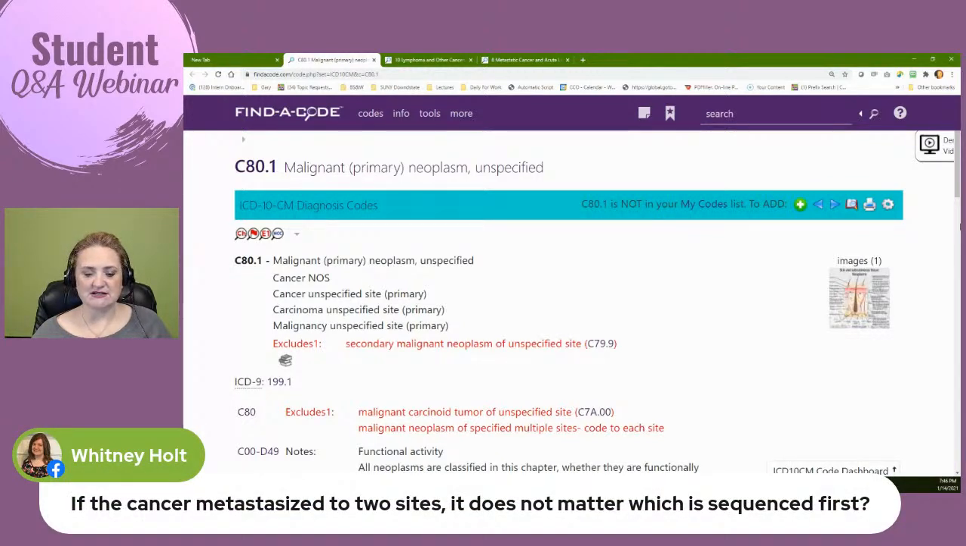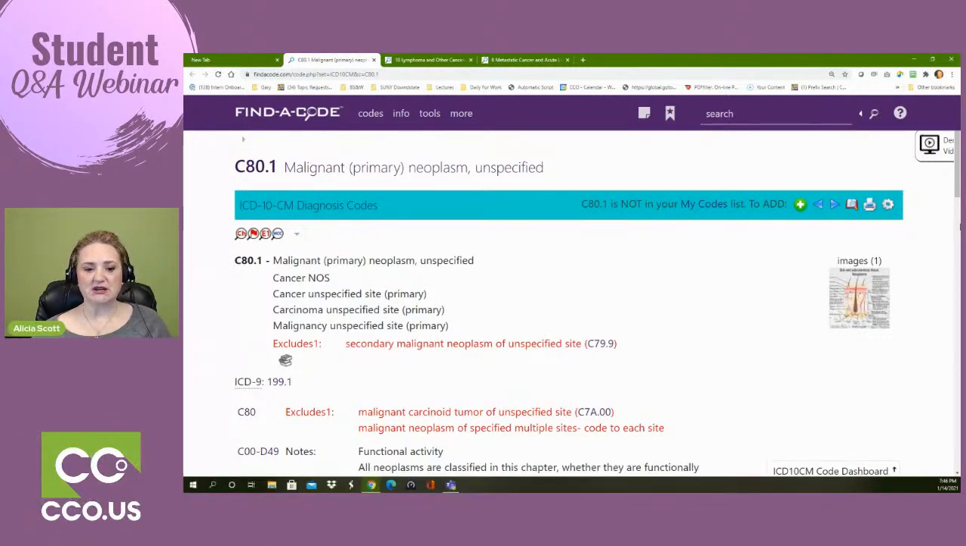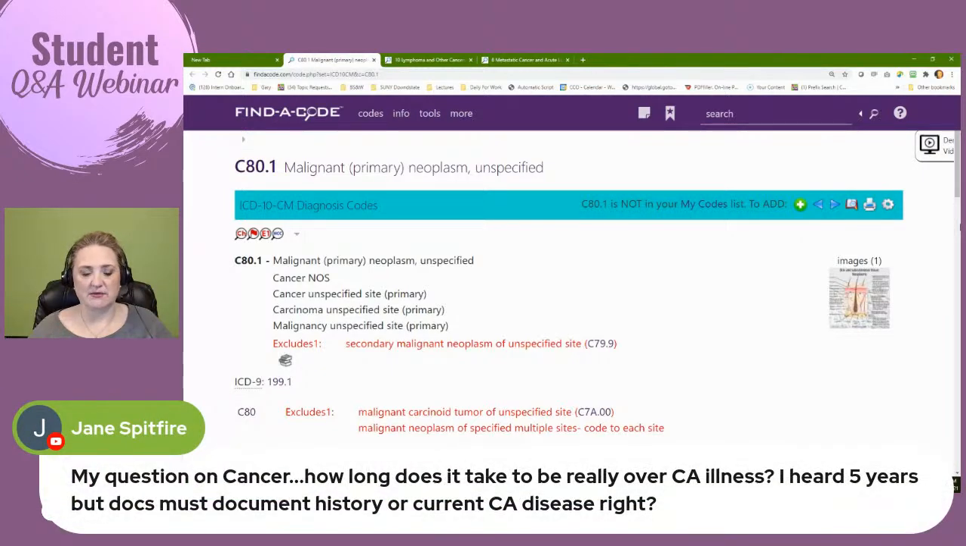If cancer metastasizes to 2 sites, it does not matter which is sequenced first. That is correct. It does not. Usually what I like to do, though, is I call the waist the equator, and so go above and below the equator. If one is above the equator, like lungs, and the other one's ovary, then I'll list the lungs first and then the ovary, but it really doesn't matter. It does matter, however, if that's the cancer that's being treated that day. So it's lung cancer and then they go to a pulmonologist, or it's ovarian cancer and they're going to the OBGYN or whatever, then that would make a difference. But I like to start at the top and work down.